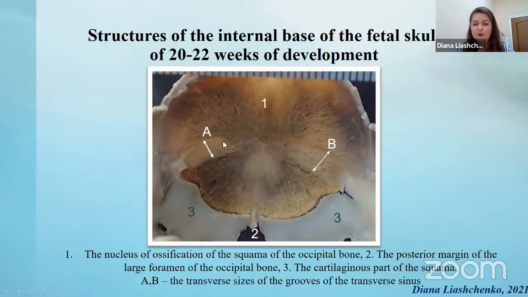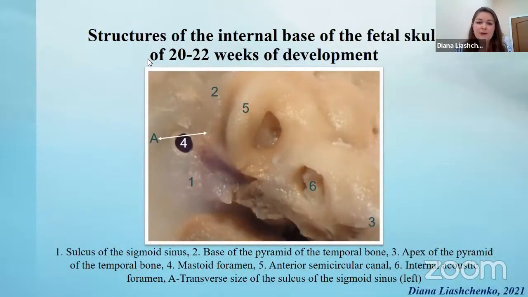For example, we noted the sizes of grooves A and B, and the size of this transverse sinus can be near 3.4, 3.5 millimeters in this age period. It's a large size for such an age, because the fetus in this period is small and the head of the fetus is small too. Next, an interesting structure in the posterior cranial fossa, number four, the mastoid foramen for the mastoid emissary vein. It has an oval or round shape in all our fetal samples, with a diameter near 3.2 to 3.8 millimeters.